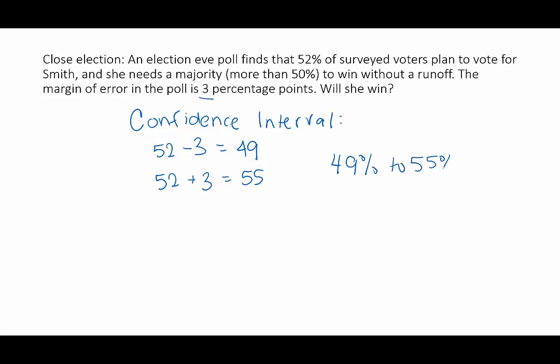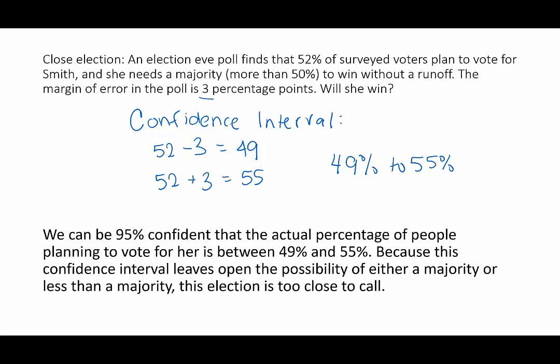So do you think we can accurately say she will win? No, we cannot. With 95% confidence, we know that the vote is probably somewhere between 49 and 55%, which includes both the possibility of a majority, but it also includes less than a majority. This election is too close to call.